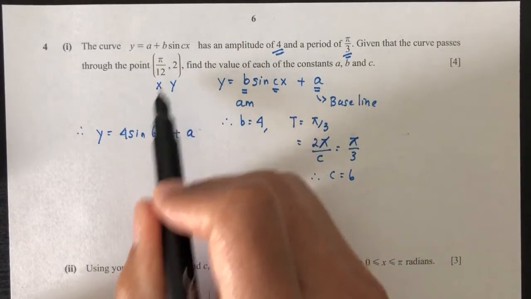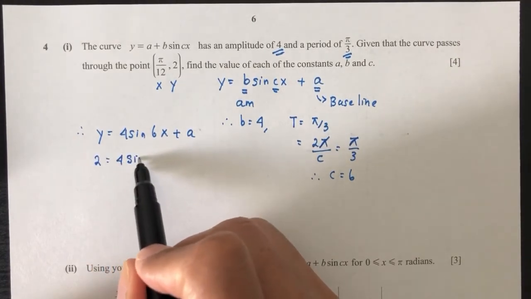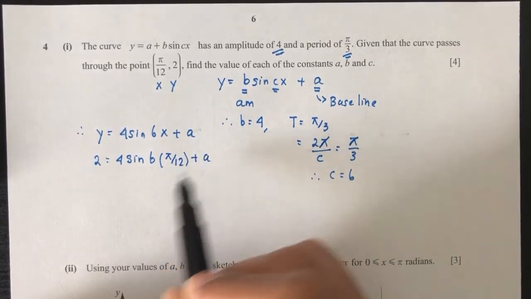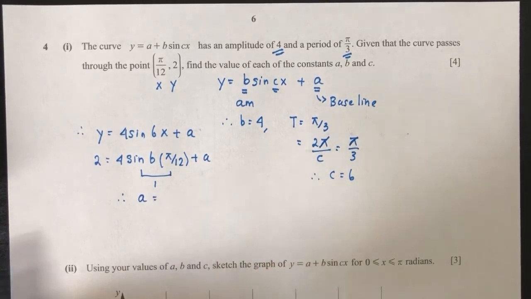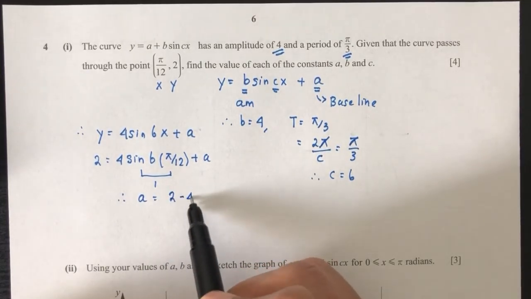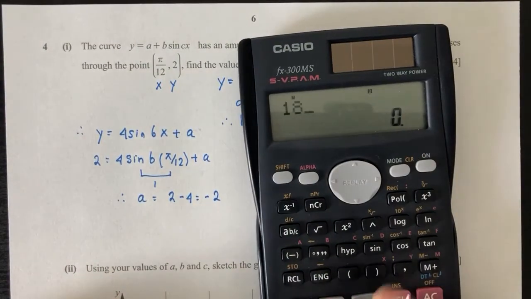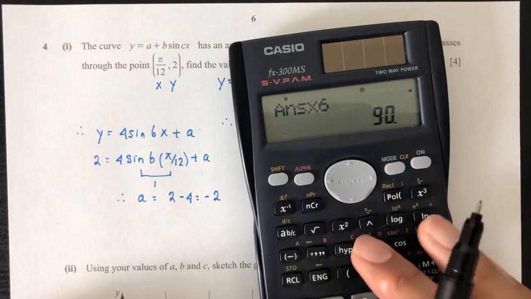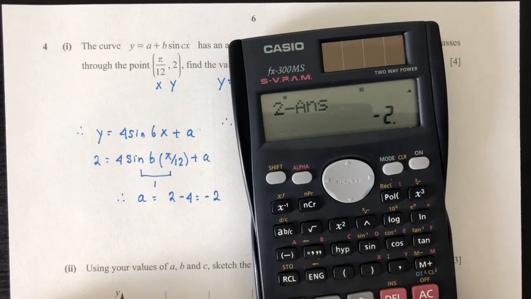So we have to use this. Basically y is 2, so 2 equals 4 sine 6 pi by 12 plus a. So this will be 1, so a becomes 2 minus 4, which is minus 2. Let's check. Pi is 180, divided by 12, times 6, that will be 90. So sine of 90 is 1, times 4 is 4, and then a is equal to 2 minus 4, minus 2.